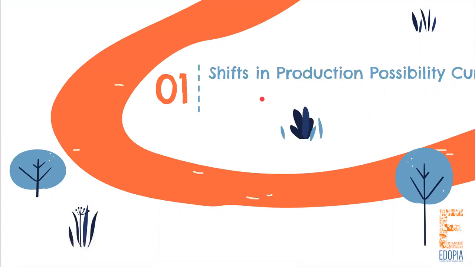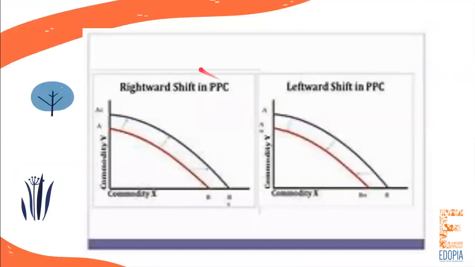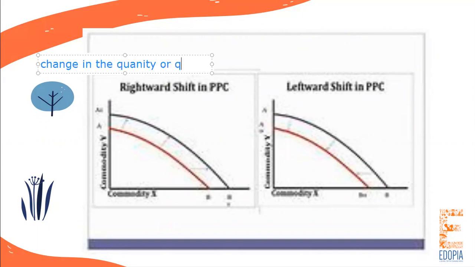Before starting off with the shift factors, we need to know what basically is the shift in the production possibility curve. Whenever there's a change in the quantity or quality of the resources, the production possibility curve shifts. It does not move, but it shifts outwards or inwards.